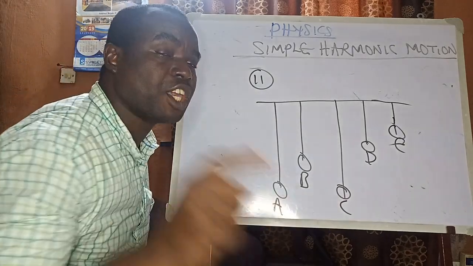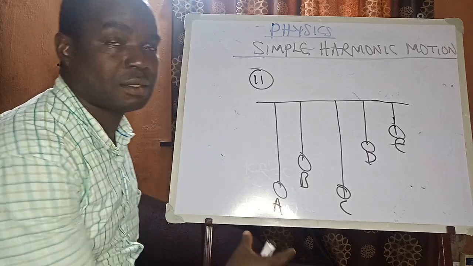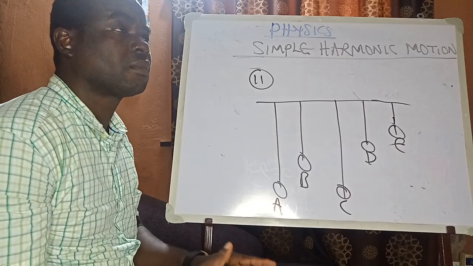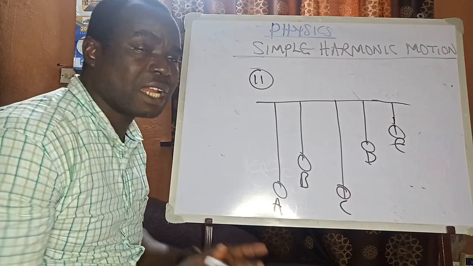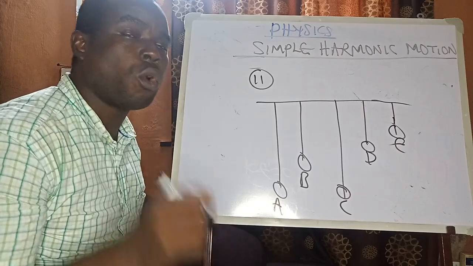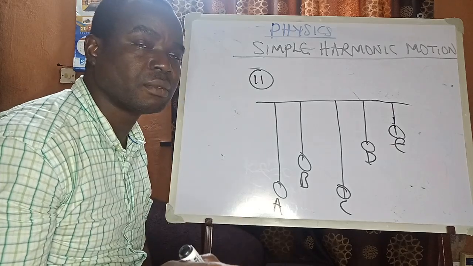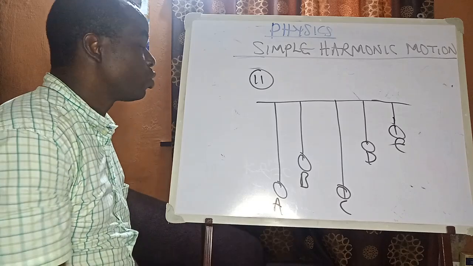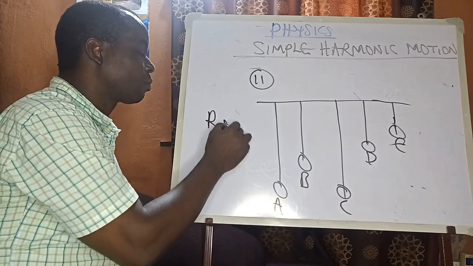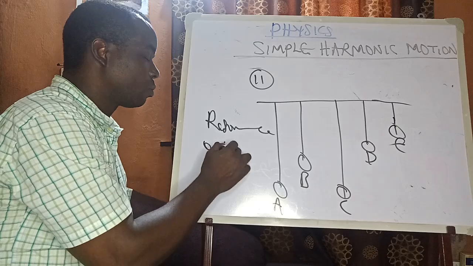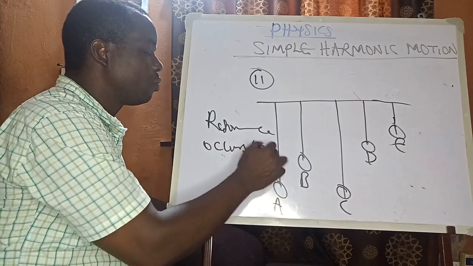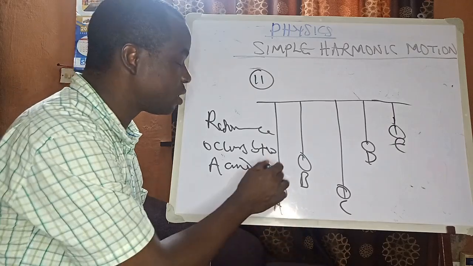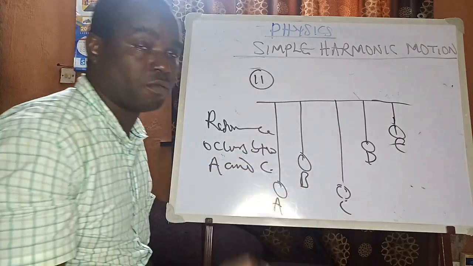If you look at this now, A and C have equal lengths. Are we together? Because A and C have equal lengths, resonance occurs only between A and C because of equal lengths. So take note of that. Resonance occurs between what and what? A and C. What's the reason? Because they are of equal lengths. Take note of that.